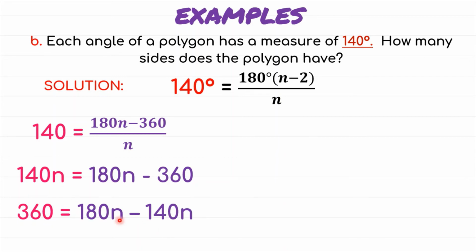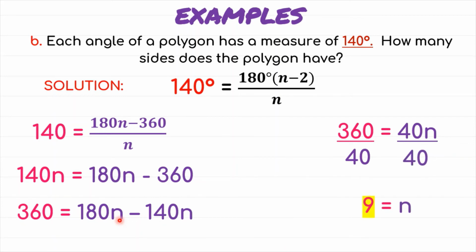sign. So, 180n minus 140n, that will be 40n. Then 360 dun sa kabila. Then divide natin by 40 para n na lang yung matitira doon. So ang n is equal to 9. So ibig sabihin, ang hinahanap nating polygon dyan is nonagon. It has 9 sides. So ang angle po ng bawat isa ng nonagon is 140 degrees.